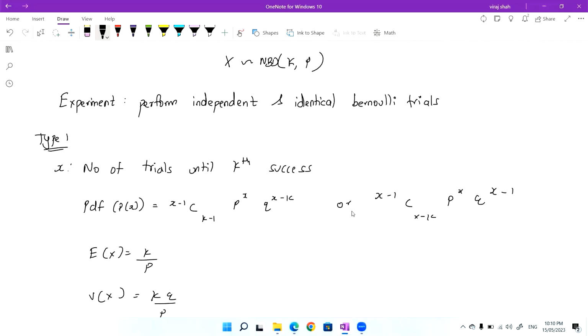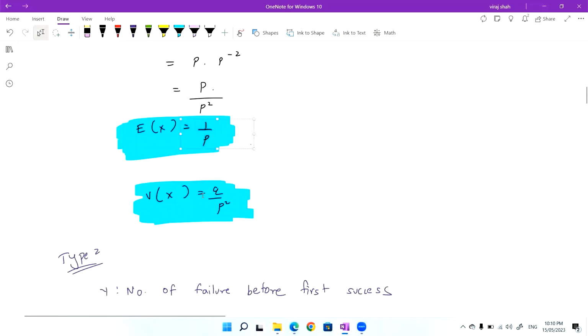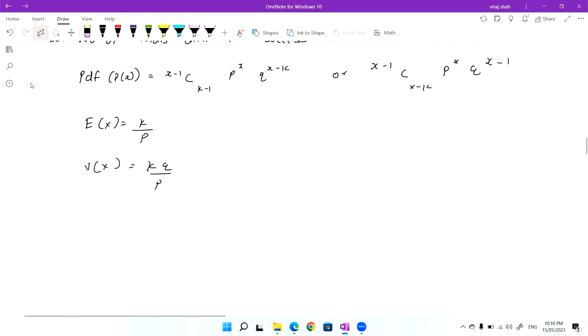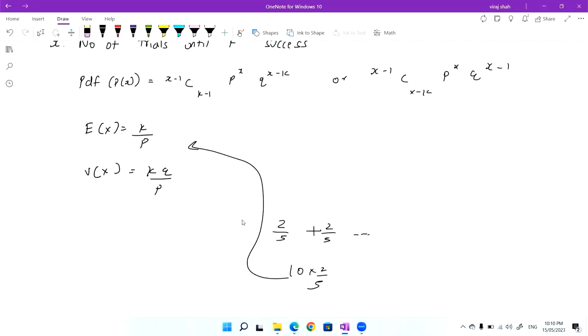Simply see, you had 1 by p, you had q by p square. We just multiplied by k. That's it. k by p, kq by p square. Because we want k successes. This was for one success. One success's expectation came to 2 by 5. So what will 10 successes be? 10 into 2 by 5. Or you can say 2 by 5 ten times, which is nothing but 10 into 2 by 5. Or you can say kp. K is nothing but your number of successes. You just simply multiply it. It's as simple as that.